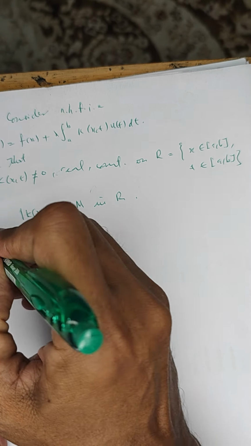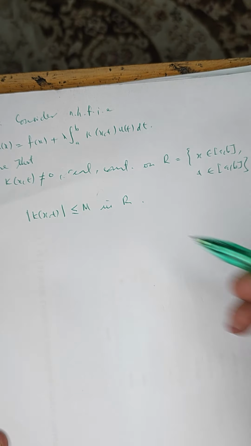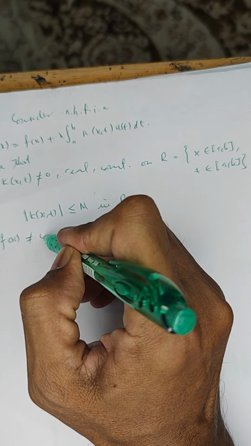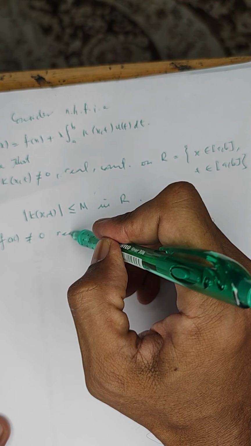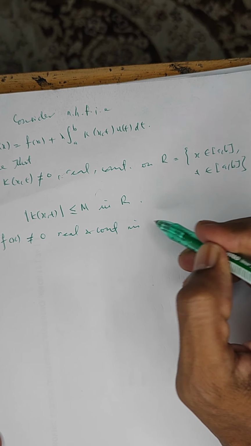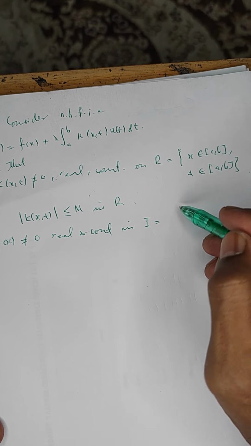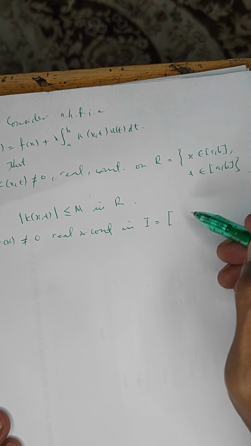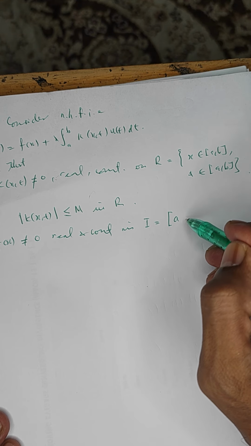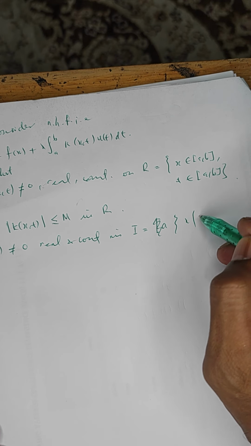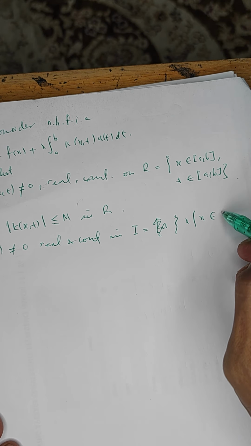Then we suppose, number 2, that the function f(x) is non-zero, real and continuous in the interval I, where I is all x such that x is in [a,b].